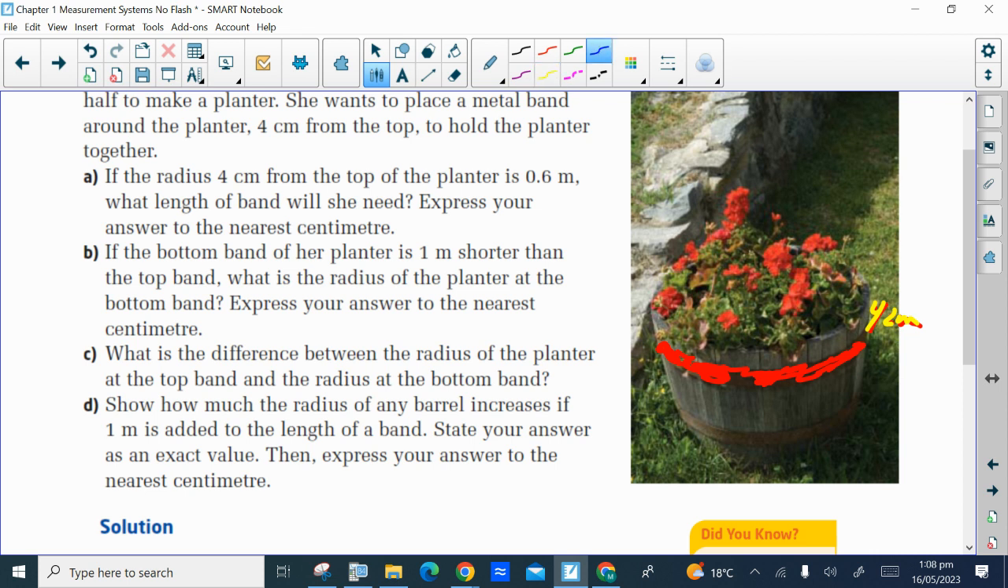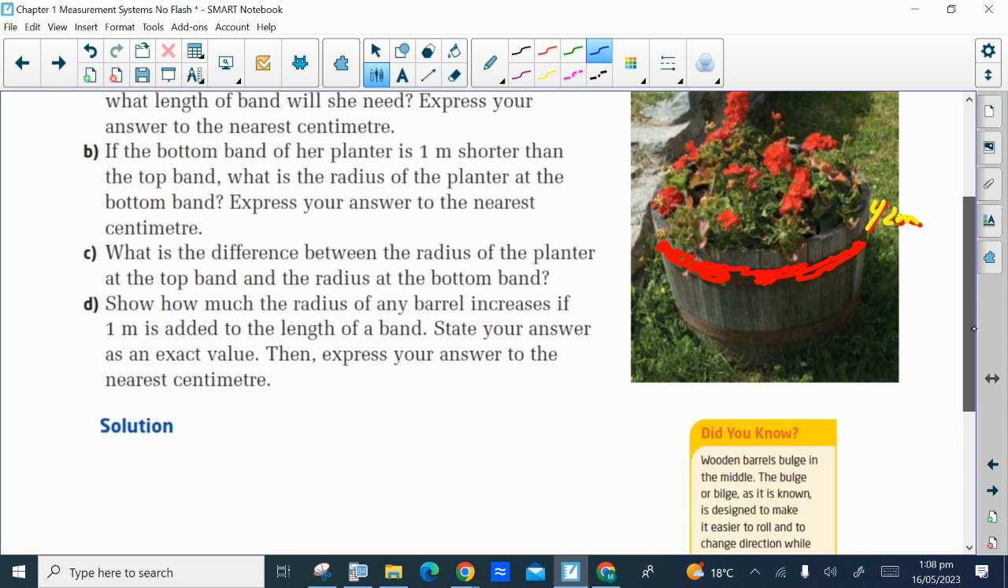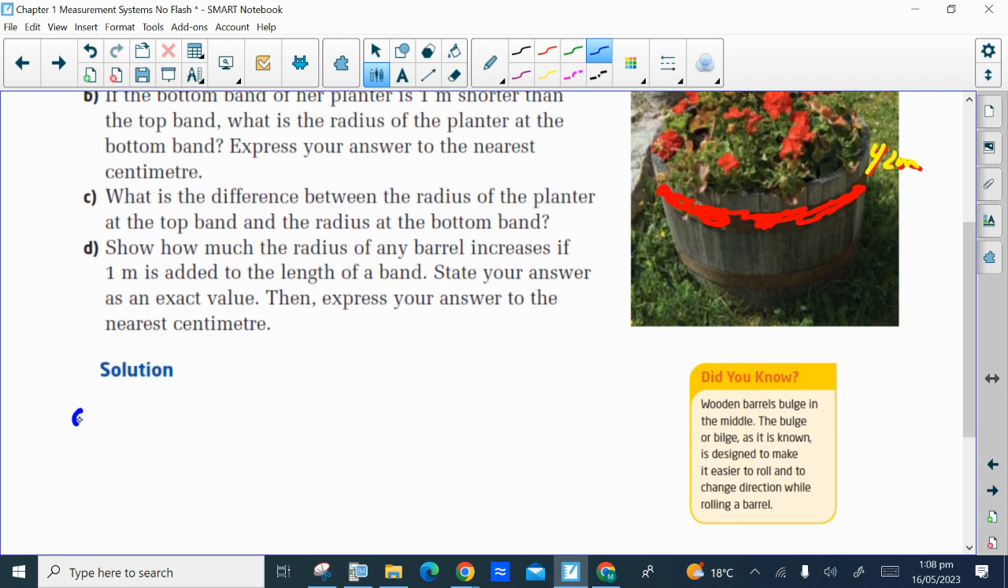If the radius 4 centimeters from the top of the planter is 0.6 of a meter, what is the length of the band that she will need? So we want to find the circumference of the planter at that level. The circumference is the distance around a circular object. And that's what we want to find here. And we have a formula for circumference. And you'll be given a formula sheet with formulas on there. We can either say that circumference equals pi times the diameter, or 2 times pi times r, the radius.